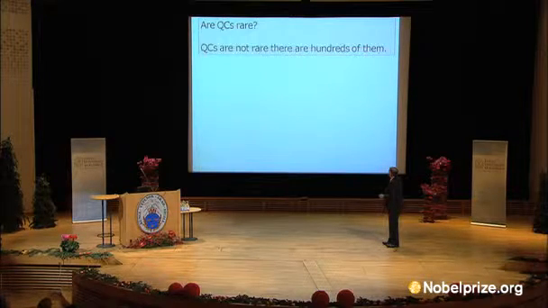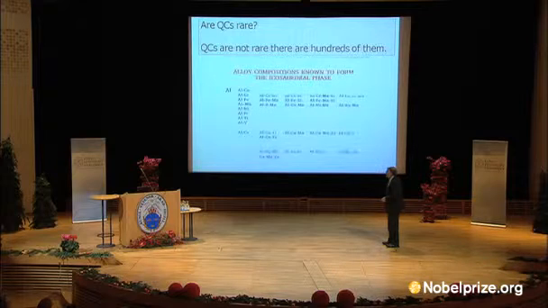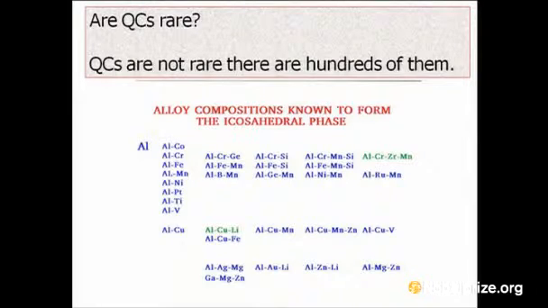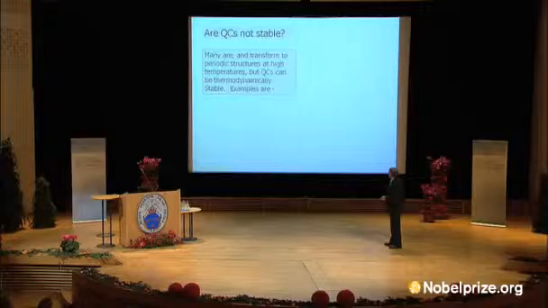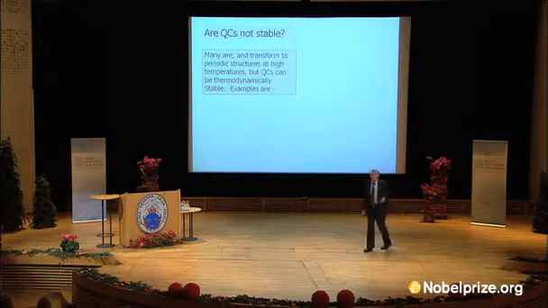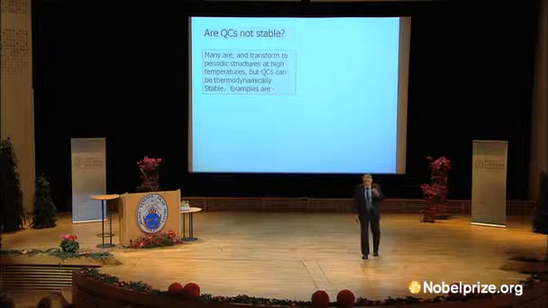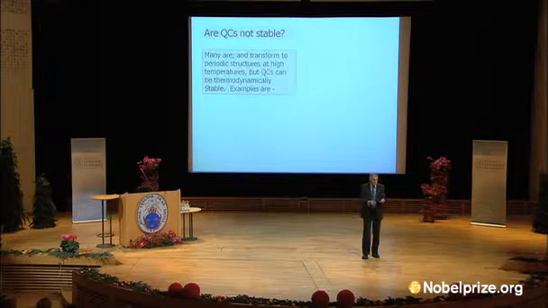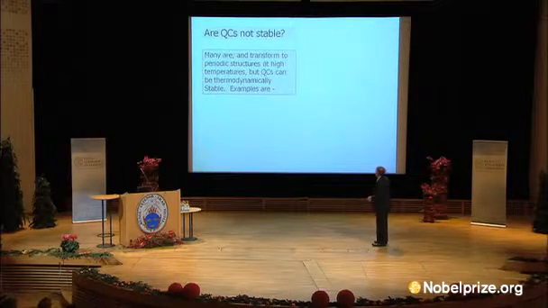Well, they're not rare at all. In fact, there are hundreds of them. These are some of the quasiperiodic materials based on aluminum alone. And we have hundreds of them. They are abundant all over the periodic table. Okay, are they not stable? Well, many are. But what does it mean? It means that you have to heat them up to 300 or 400 degrees C for them to transform. But when you hold them in your hand, when you have them in the microscope, they are fairly stable, no problem. People could have found them.